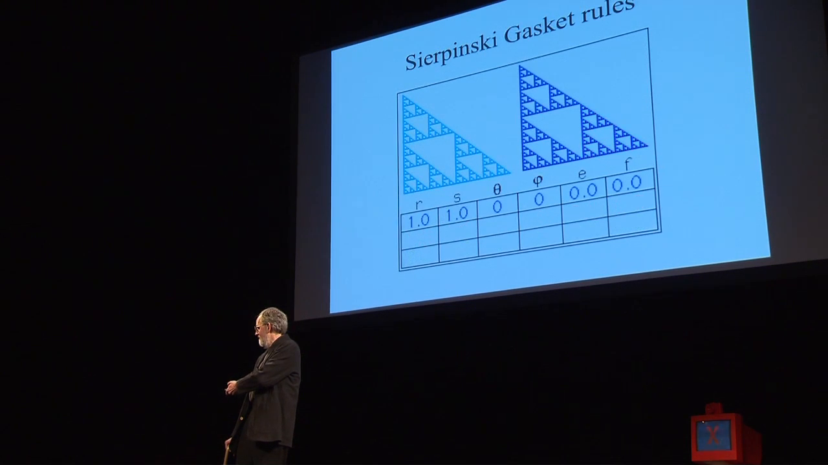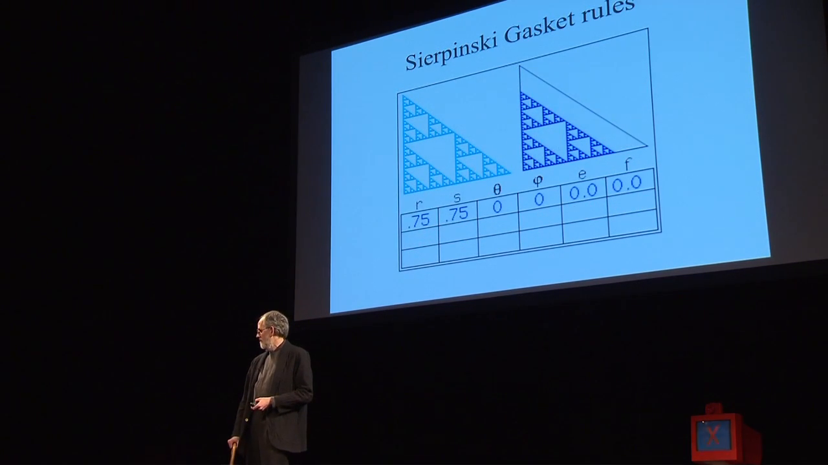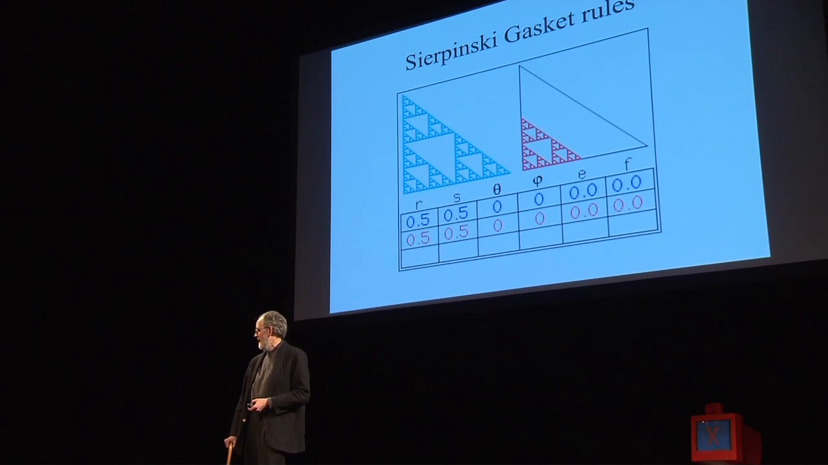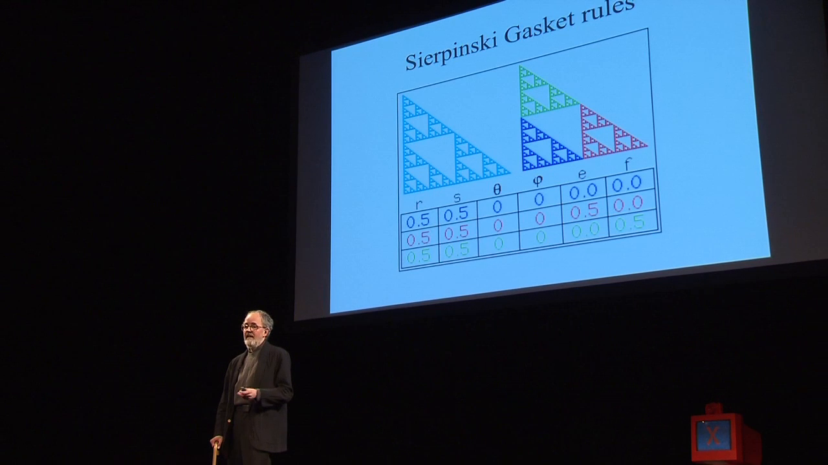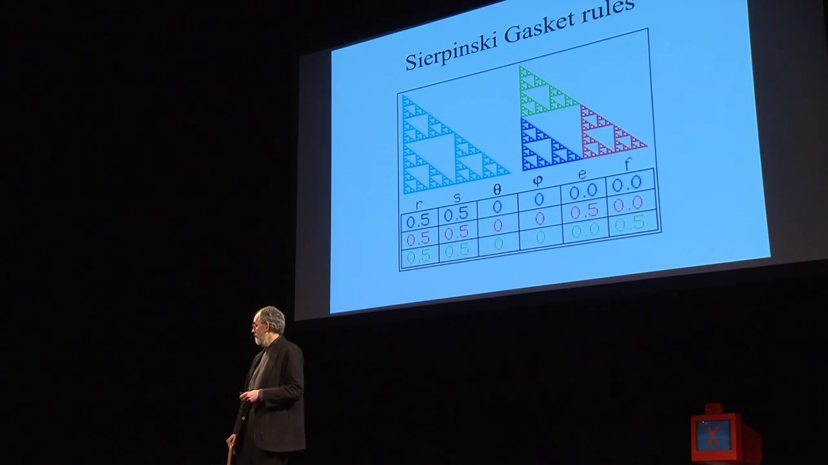So if I take the gasket and shrink it by a half, and then take another copy of the gasket, shrink it by a half, and move it over a half, and take another copy, shrink it a half, and move it up a half, I get the gasket right back. Those three rules will take the gasket and give you exactly the gasket right back, and the gasket is the only shape for which that's true. If you apply those three rules to anything else, the shape changes.